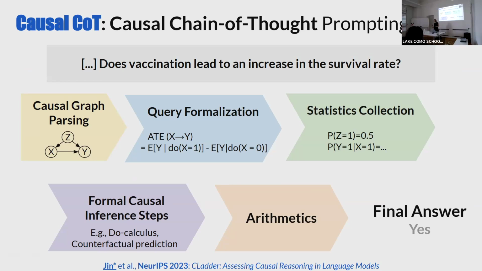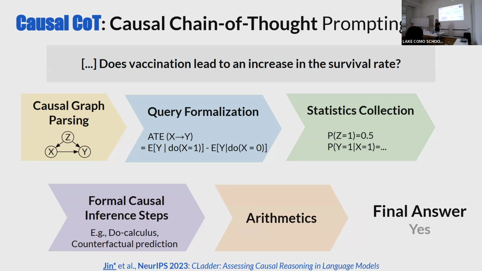So we take this line of chain of thought reasoning for language models and propose a causal chain of thought that should be standardized when reasoning about causal effects, which consists of 5 steps, from parsing the correct causal graph from the question, formalizing it to a query that is mathematical, such as here we are interested in the average treatment effect of the cause X, vaccination, on the effect of fertility rate or survival rate. And then it is equivalent to taking the expected value of Y, given that the vaccination is true after a do intervention, minus the expected value of Y, given that the vaccination is not taken in the causal sense.